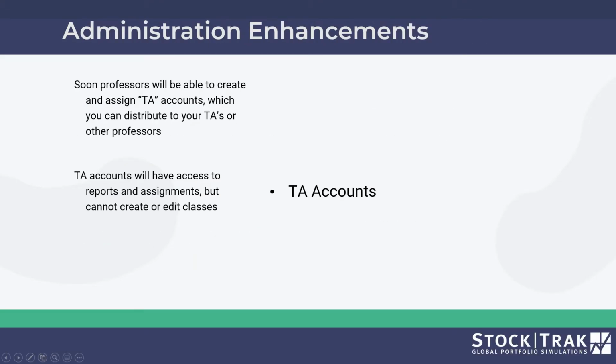Last but not least is the one that we get the most requests for, which are called our TA accounts. So currently, if you want to have your TA be able to pull the reports on your StockTrak class, you have to give them your login, which is not a very good system to have. So in the next couple of weeks, we're going to be releasing our new TA account update. Your TAs will be able to see all of your class assignments. They can create new ones. They can pull all of your reports. The only thing a TA can't do is edit your trading rules or create a new class themselves.